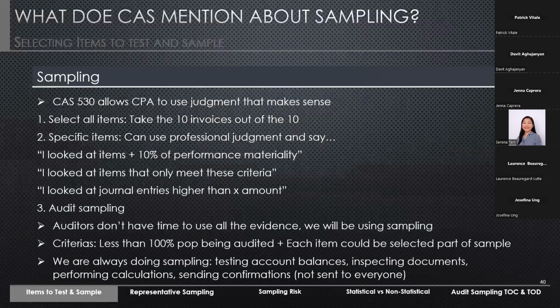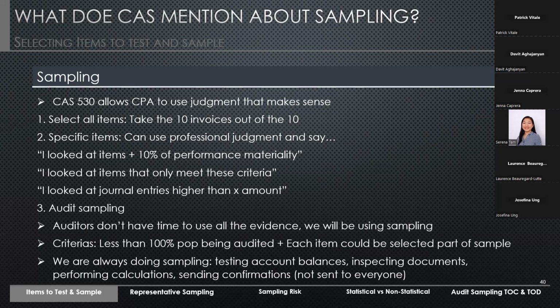Okay, so audit sampling concepts. If we look at CAS standard 530, it doesn't really say how an auditor has to do sampling. There's a lot of leeway that you could have. So there are 3 methods that you could be using. One, take everything, 100% of the population. Number 2, specific items. So you could say, oh well, there are 10 invoices here, 9 of them are more than $1 million. The other one is only $10,000. So I'll only be using 9 of the 10 invoices.